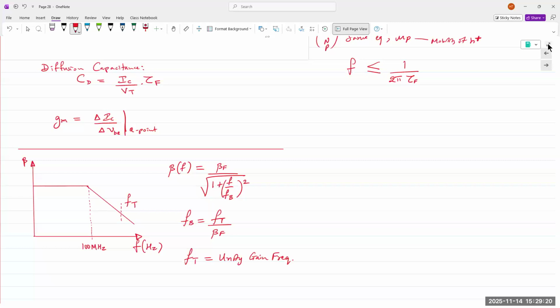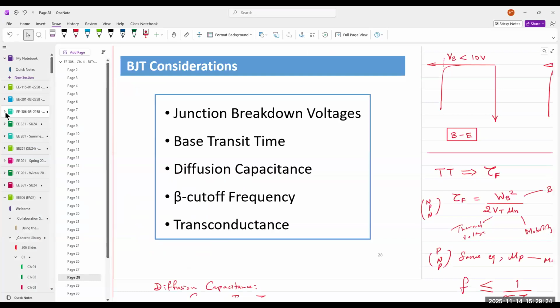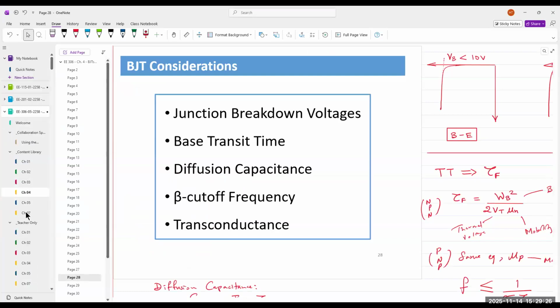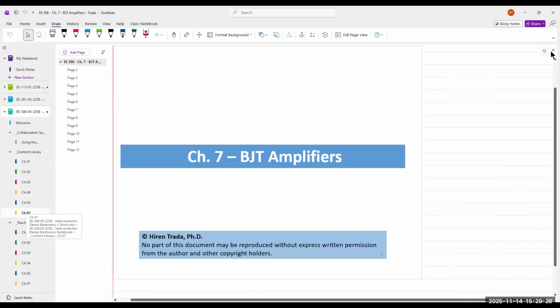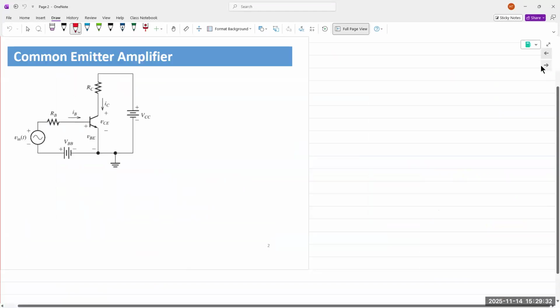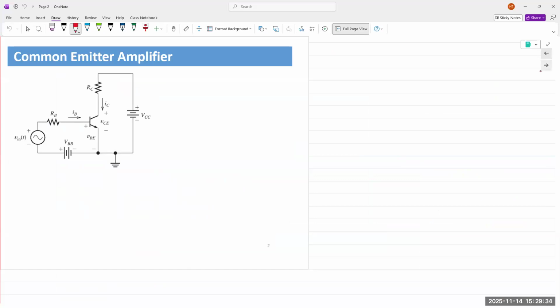Let's go into some amplifiers. I wanted to explain the working of the amplifier since we performed those experiments, and show students how you can use load line analysis to explain the operation of a common emitter amplifier.